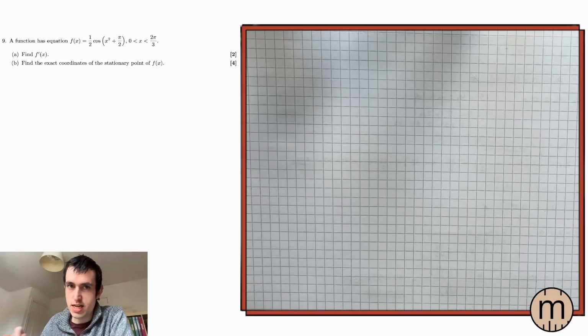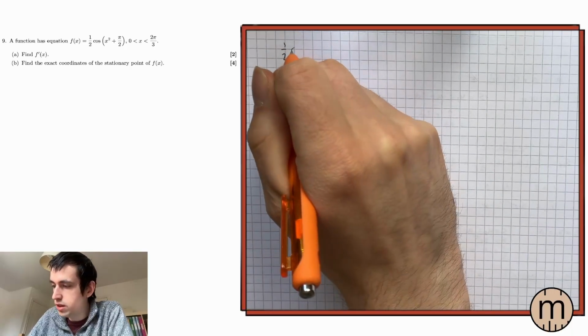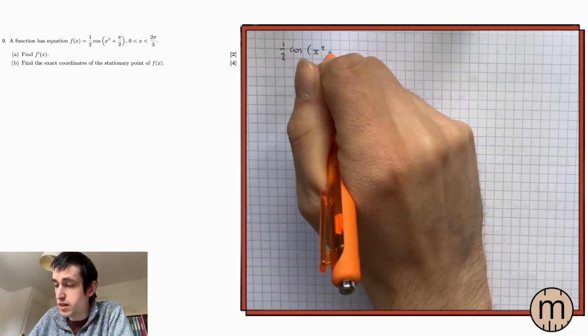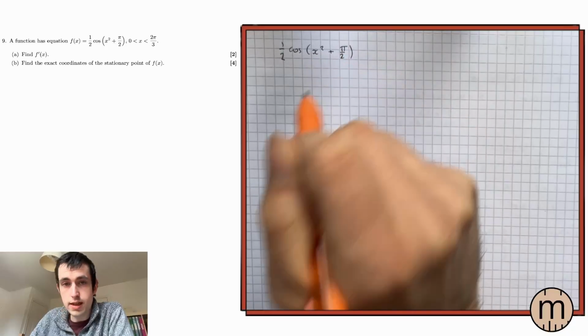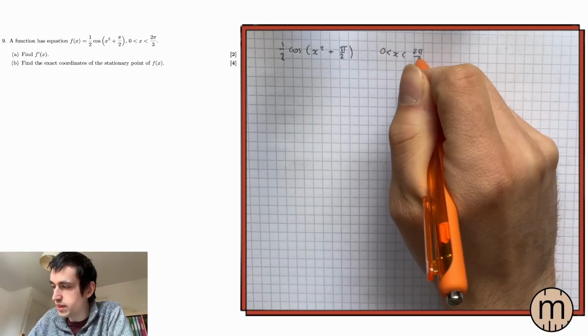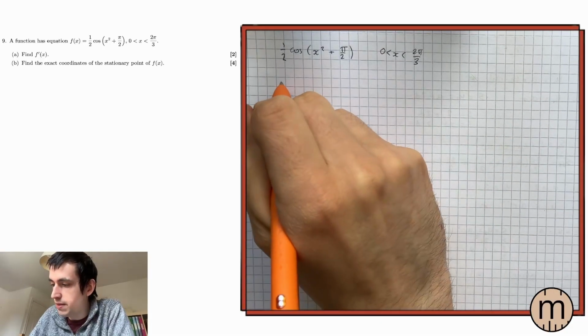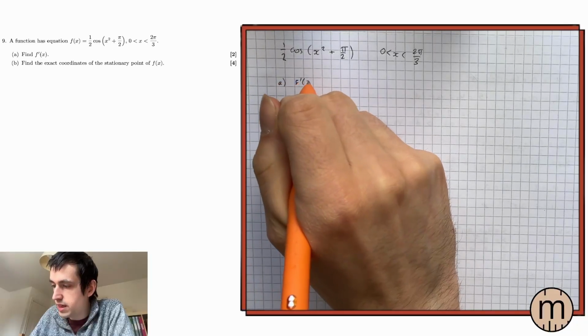So function in this question is half times by cos of x squared plus pi over 2, which is a little bit strange. And we're told that 0 is less than x is less than 2 pi over 3. So I'm going to write that down, even though it's written right there. In part A, we have to differentiate. That's what f dash of x means.